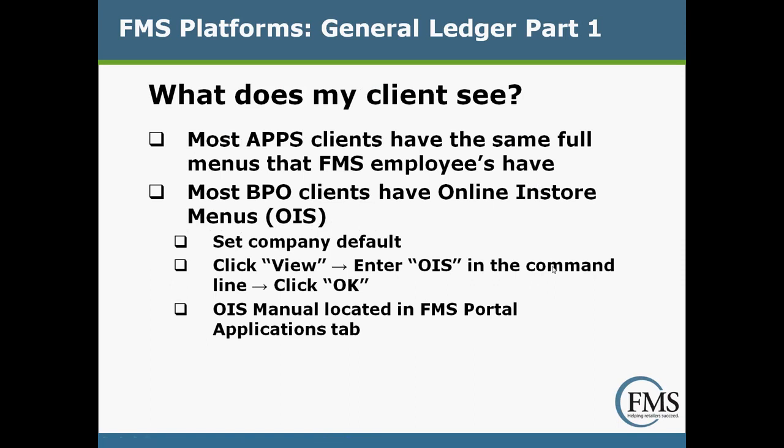Okay, we're getting toward the end now. You may get questions from your clients, you tell them to click something and they say, well, we don't have that button. We don't know what you're talking about. Most of our clients have what's called the online in-store menus, and we're going to go over some of the different variations of those tomorrow. But if you want to see what your client has as far as general ledger and payroll go, go to the utility menu, then the operations menu, command line, and enter in OIS.